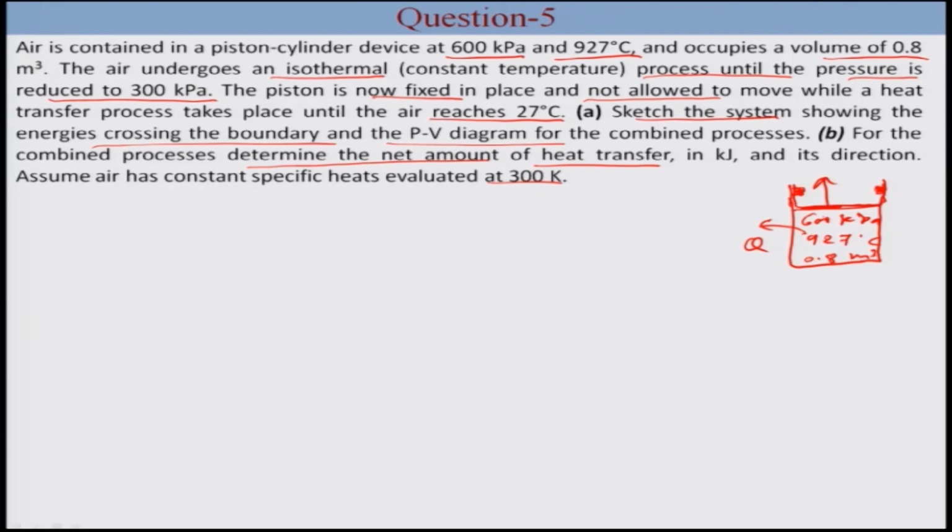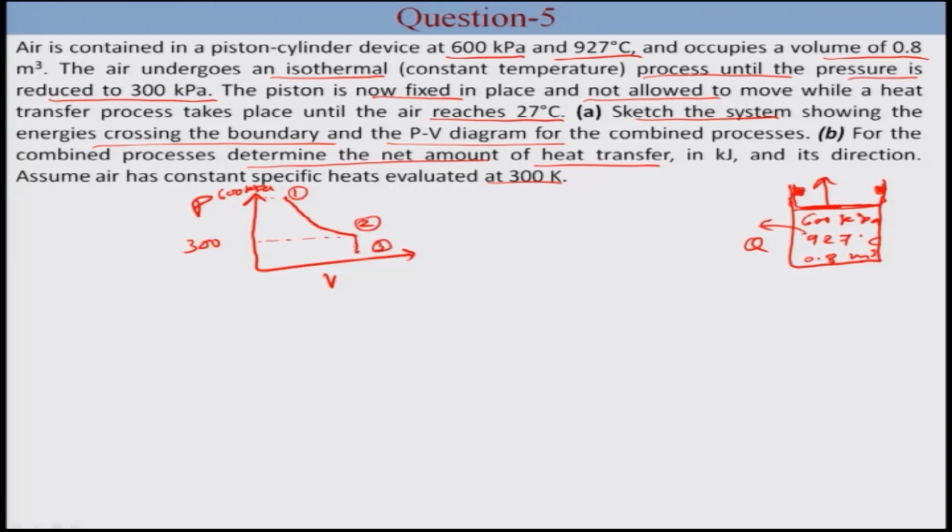So if we see the whole process on a PV diagram, it is said that it initially expands isothermally from a pressure of 600 kilopascal to a pressure of 300 kilopascal. Then it is cooled at a constant volume. So let's say this state is state 1 and this is state 2, and it is cooled at constant volume to some state. So this is our state 3.